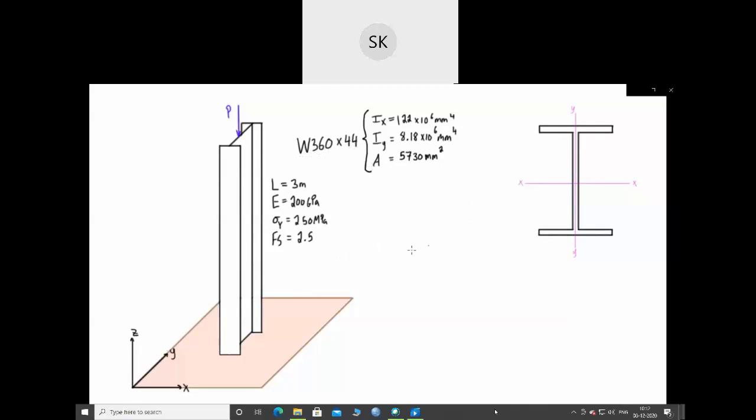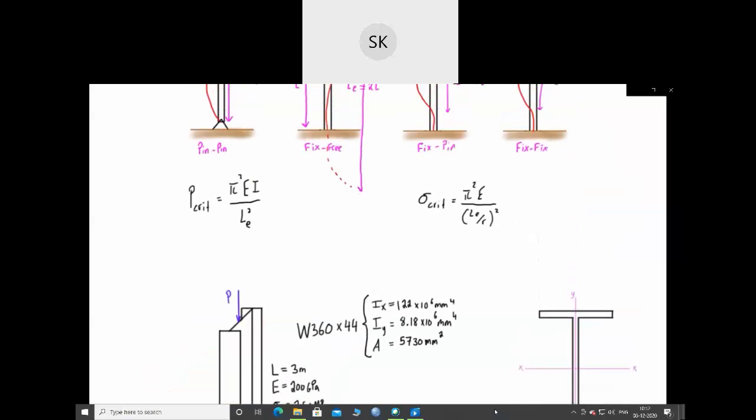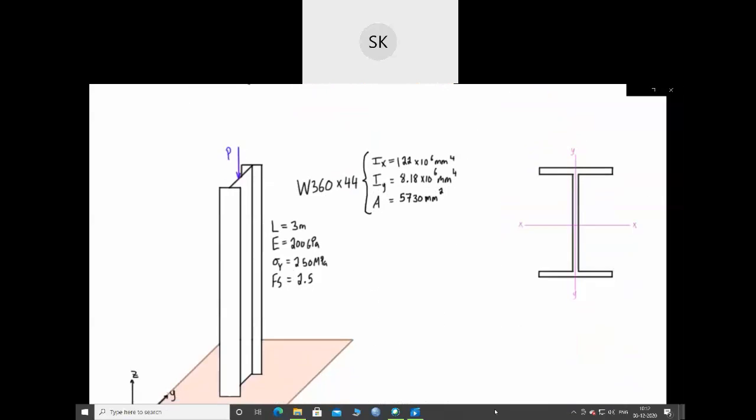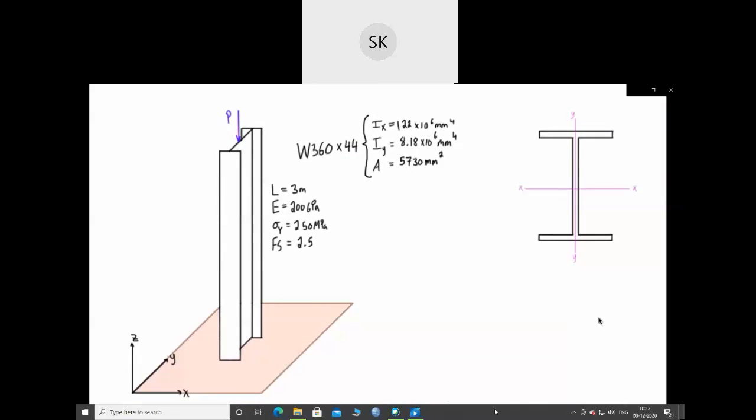So we have one fixed end and one free end. If you remember from a couple videos ago, we had these diagrams. In the case where we have a fixed end and a free end, the effective length that we're going to use in the expression for P critical is twice the actual length of the column. And we have to make sure that holds in both directions that this can possibly buckle.